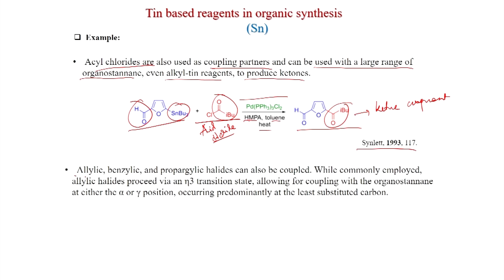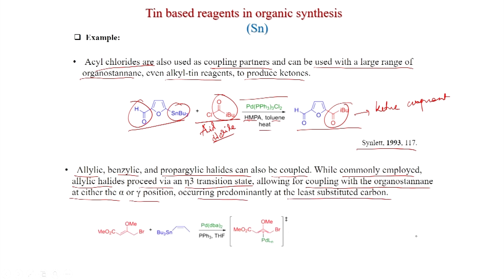Also, allylic, benzylic and propargylic halides can be coupled, while commonly employed allylic halides proceed via an eta 3 transition state, allowing for coupling with the organostannane at either the alpha or gamma position, occurring predominantly at the least substituted carbon. So, if you see, this is the allyl bromide, this is methyl allyl bromide, and this is the vinyl tin reagent.